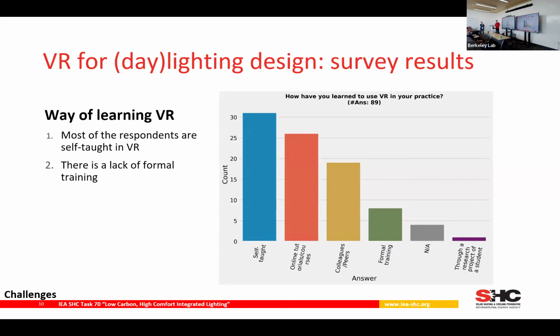So then we asked a few questions about how they get to know VR, and most of the people, you can see, actually use it online. They are self-taught. They learn from colleagues. We actually allowed them to pick many answers, right? So we had a group of 57 people. You can see the number of answers was actually 89. That confirms that formal training is really something that we are lacking, right?